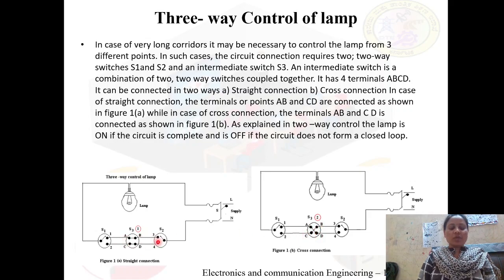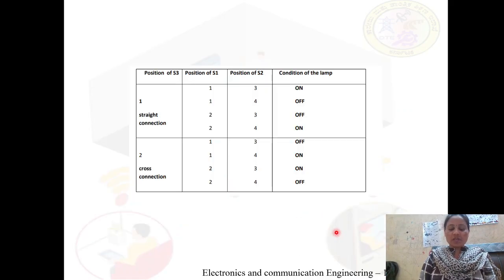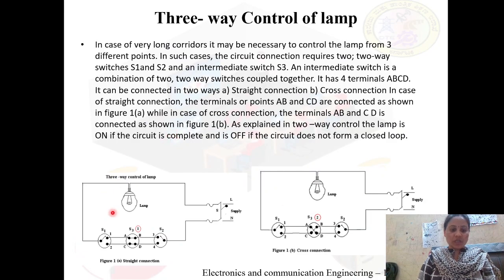Now, by keeping S3 in straight mode and changing the positions of S1 and S2 at different points, that is 1, 2, 3 and 4, let us observe how the circuit behaves, and similarly for the cross connect mode. We'll consider first the straight mode, meaning S3 establishes the connection between A to B and C to D.